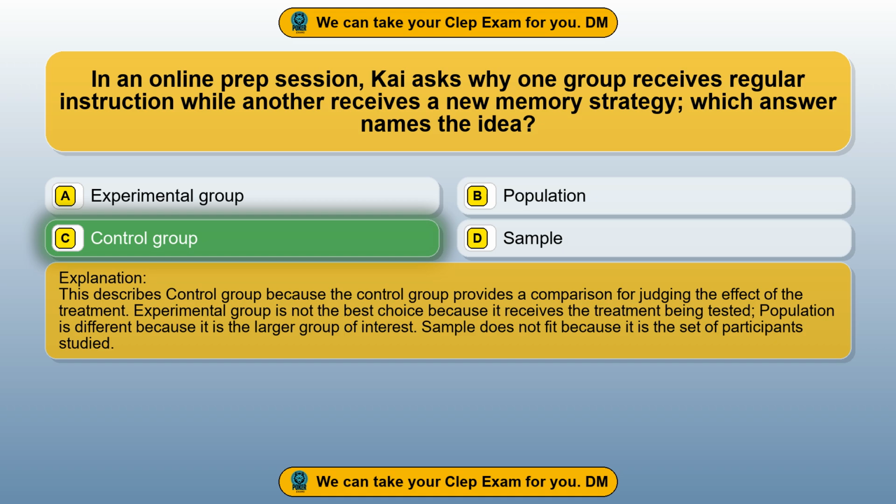Experimental group is not the best choice because it receives the treatment being tested. Population is different because it is the larger group of interest. Sample does not fit because it is the set of participants studied.